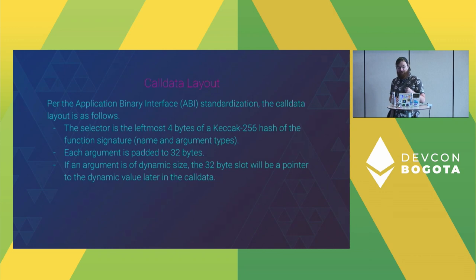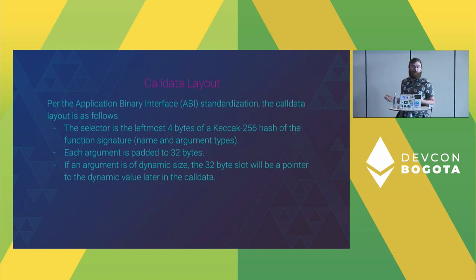If an argument is of dynamic size, then the slot where it should be is actually going to hold a pointer to a place in call data where the rest of the data is. So if we have, let's say, a string that's over 32 characters, it's not going to fit in a single slot. What we have is a pointer that says, okay, after everything else, here's where the string starts, and there are other ways to determine how long the string is.